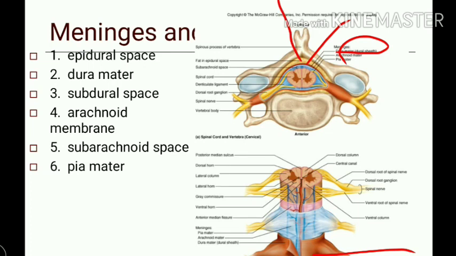Then inside the dura mater is the subdural space. Just inside the subdural space is the arachnoid mater. This one is the arachnoid mater. Inner to the arachnoid mater is the subarachnoid space, here this blue colored one, which has cerebrospinal fluid. And the innermost one is the pia mater, this pink colored one.